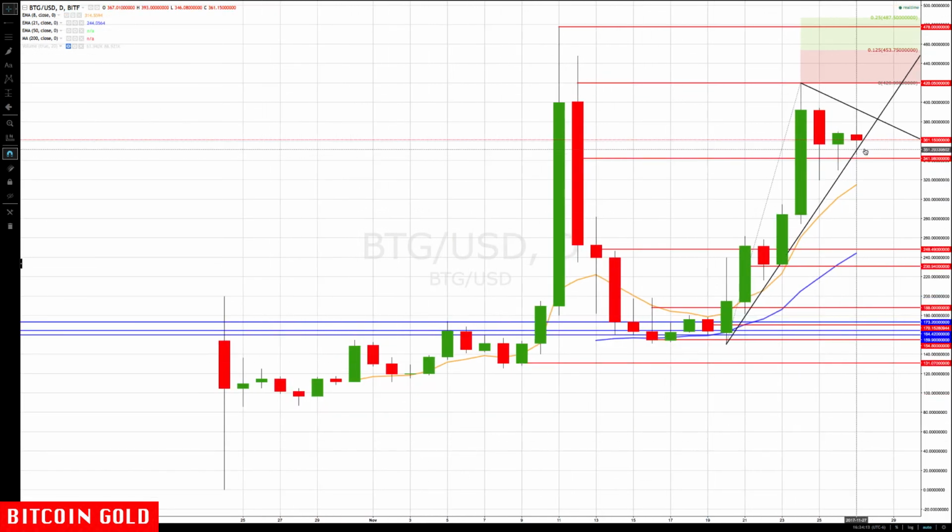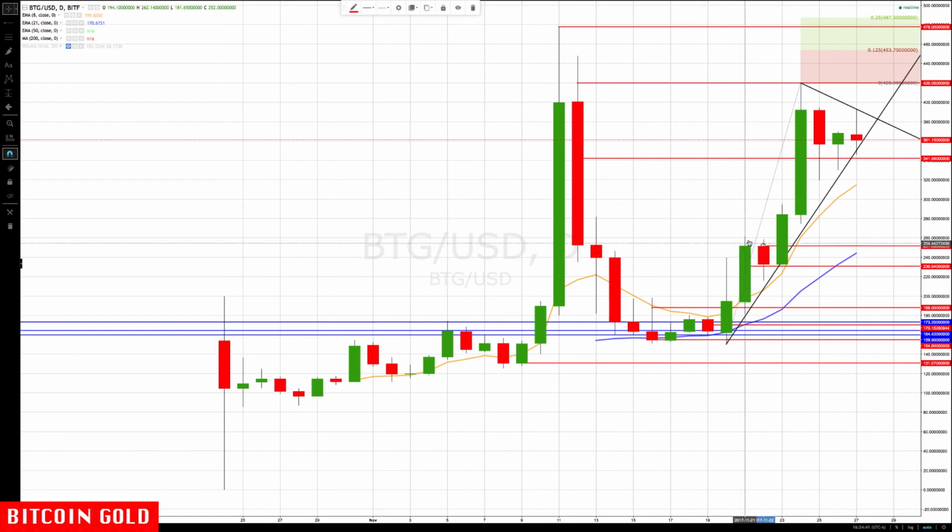So if we do break below this sort of triangle pattern, there's going to be some minor support coming into this 342 area, and then the next major support is going to be roughly around 320. 315 to 320 is the next level you'll watch for. Should this break lower, we'll watch for some kind of reversal pattern there. And if we break much below that and we have a bigger pullback in Bitcoin Gold, the major level we'll be watching for, I'm going to update it on this chart, on the daily chart.